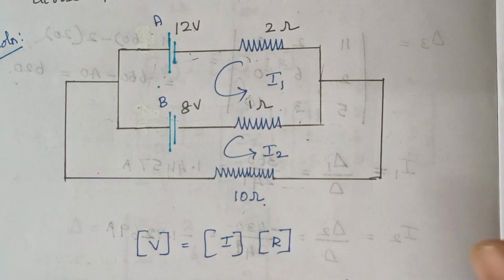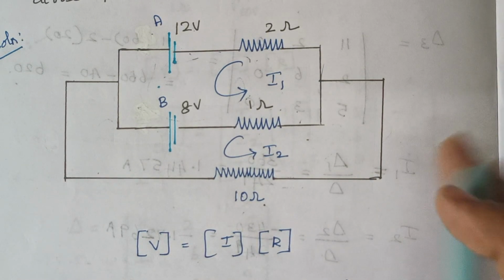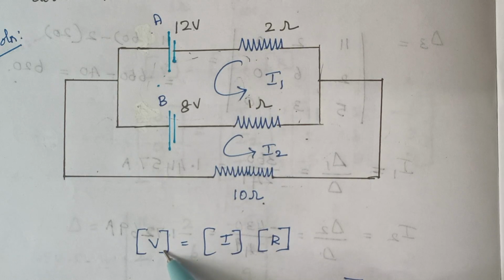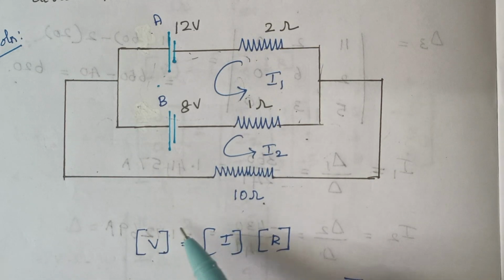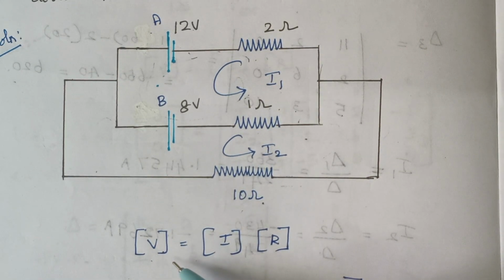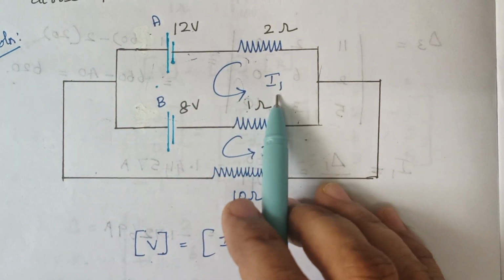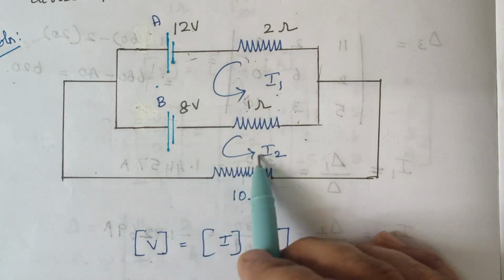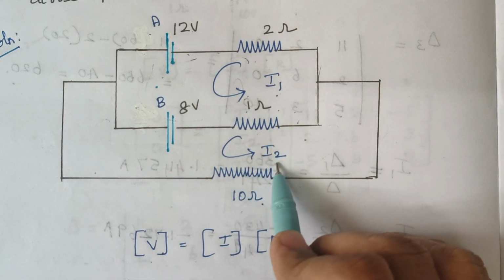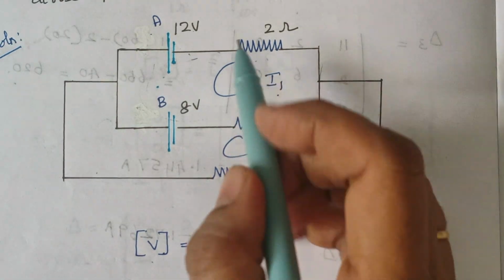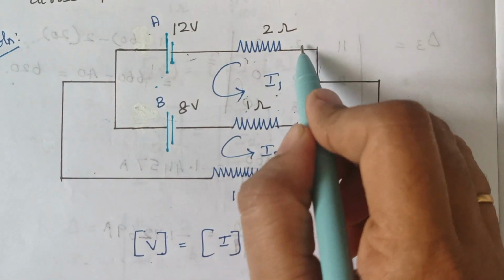Now we are going to frame expressions. So here what is meant by V? The voltage source available in the first loop and the second loop, that is your V matrix. Let this be your loop 1, where the current I1 flows, and this is your loop 2, where current I2 flows. Now you see, current flows in this way.